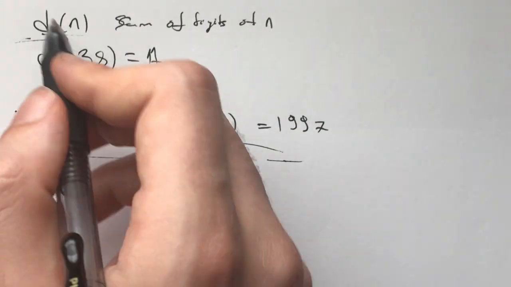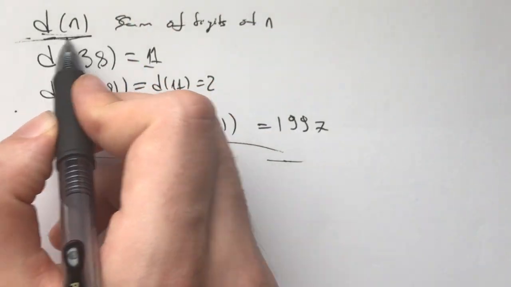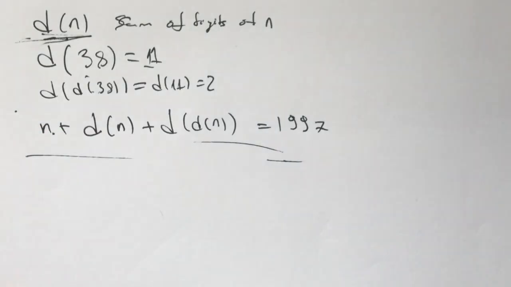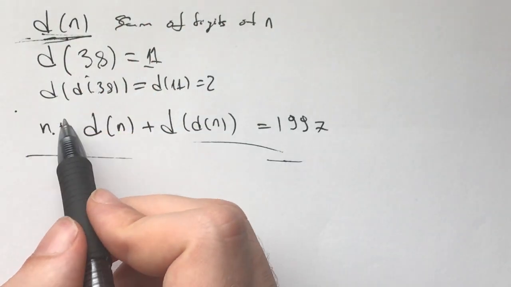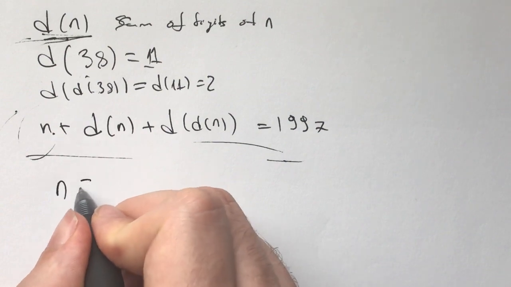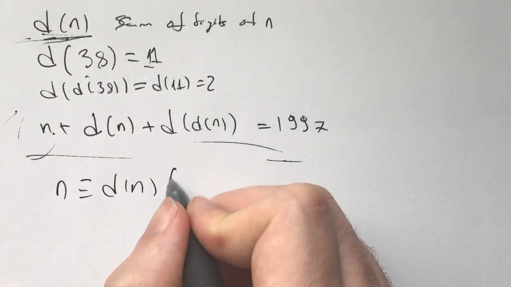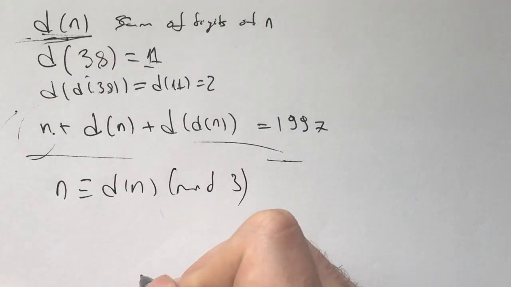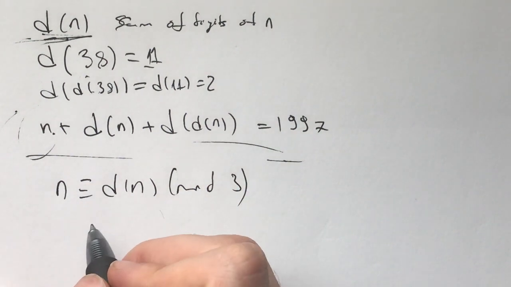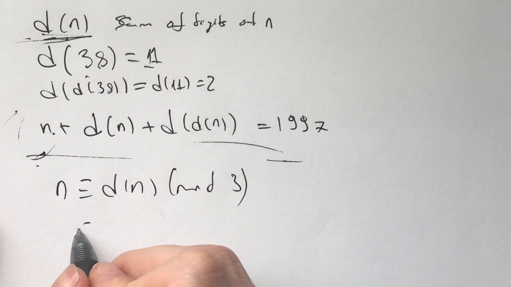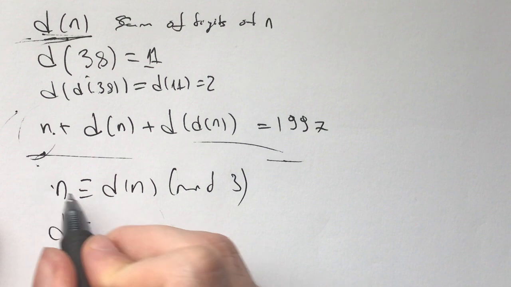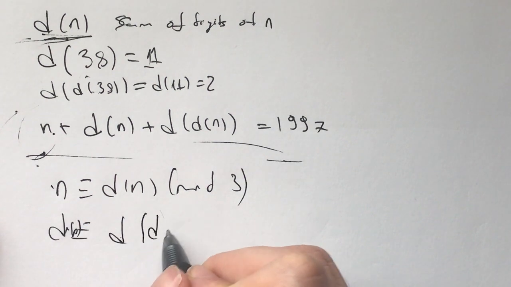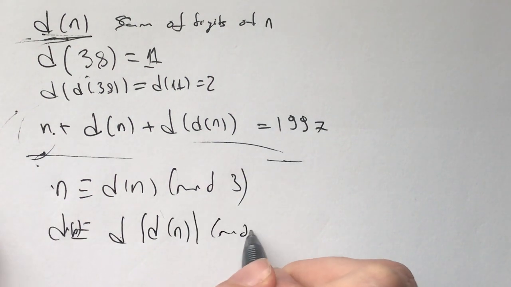Which is, what's invariant when you're applying sum of digits? Well, the invariant is modulo 3. n is congruent to the sum of digits of n modulo 3, and this is also congruent to d of d of n modulo 3.